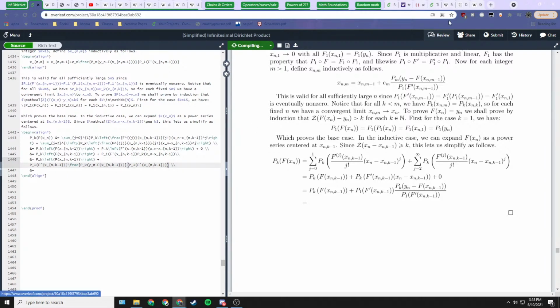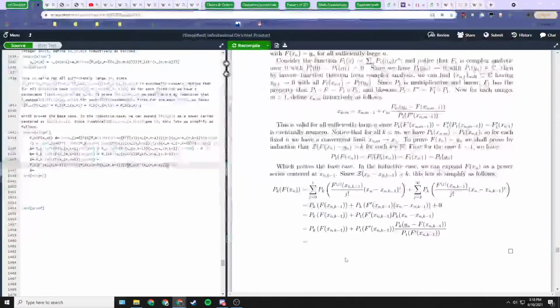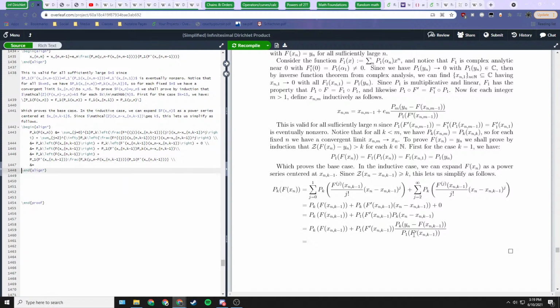So by definition of these xn terms, this is just going to end up being this whole expression. So pk of xn minus xn k minus 1 is just this whole thing, but where m is k. So we get y sub n minus f xn k minus 1, and so on. This will cancel out with this one. So we can cancel out these fractions.